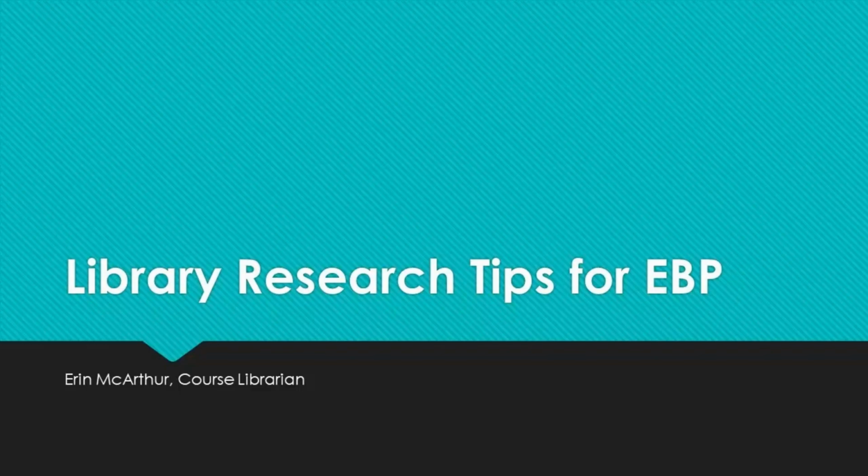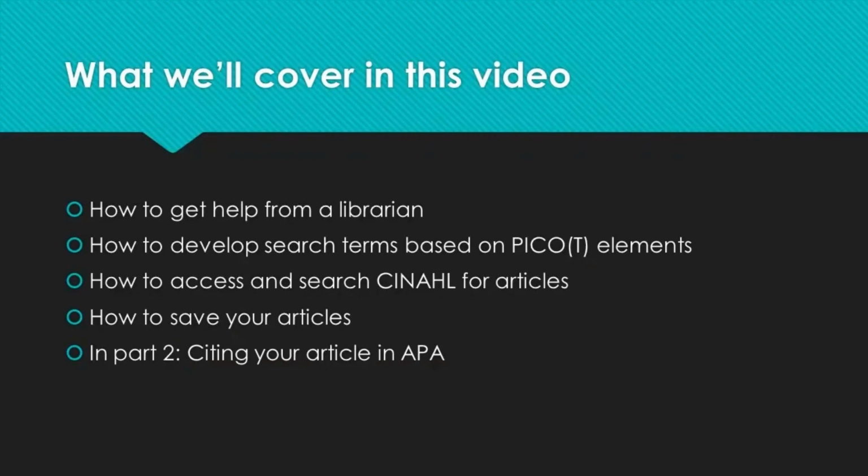In this video we'll talk about how to find an article for your literature search and PICO question assignment. We'll cover how to get help from a librarian, how to develop search terms based on the elements of a PICO question, how to access CINAHL and search for articles, and how to save articles as PDFs. In part 2, I'll demonstrate how to cite an article in APA 7th edition style.